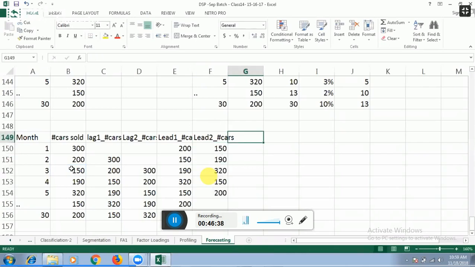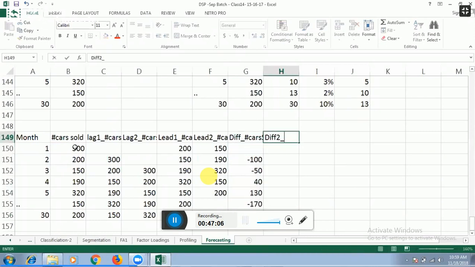Okay, now the difference of a series. A difference of a series is nothing but my current value minus my previous value. That's the same as the current value minus the lag value, lag 1. So that is what we call a difference. And difference 2 is nothing but the difference of the differenced series: this minus this.